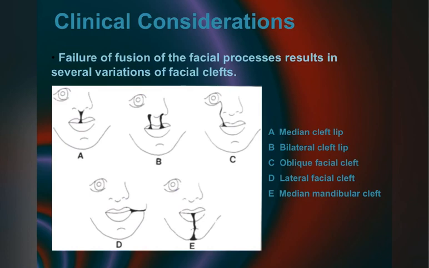Now we will talk about some clinical considerations. We'll talk about first facial clefts. There are many types of facial clefts. Facial clefts, by definition, is failure of fusion of the facial processes resulting in several variations of facial clefts. So basically, if the processes fail to fuse, they will lead to a cleft.